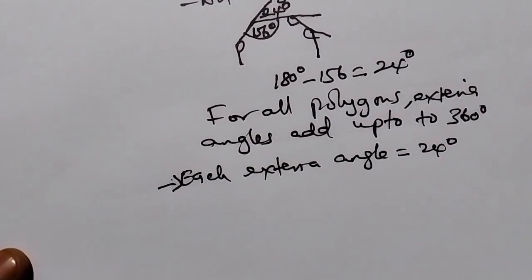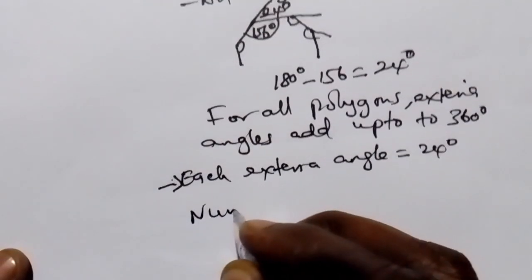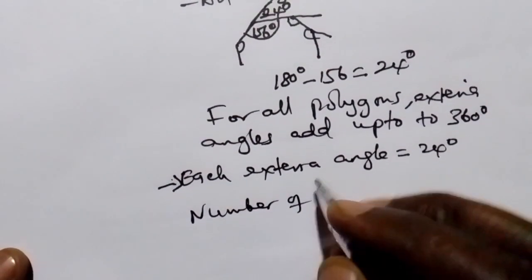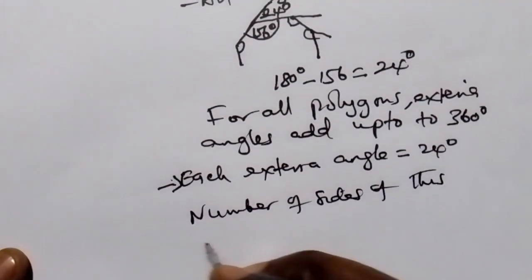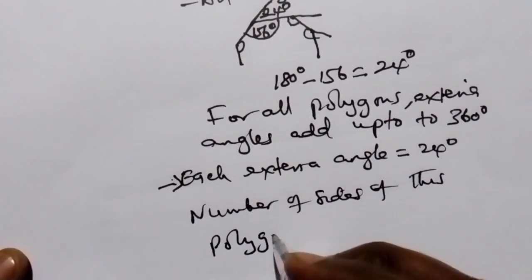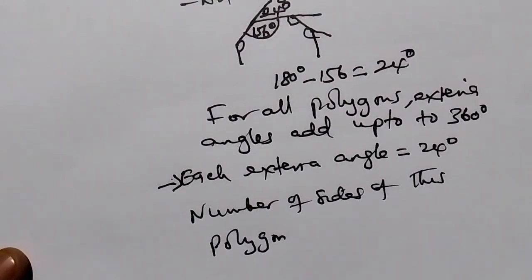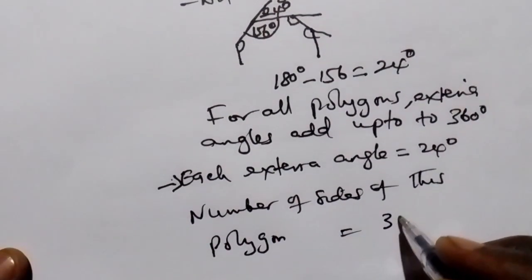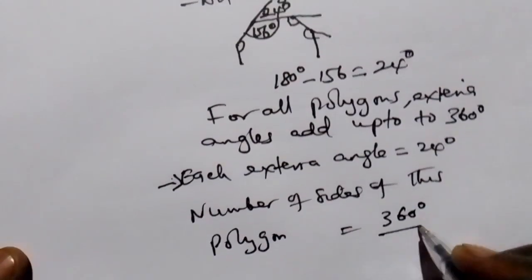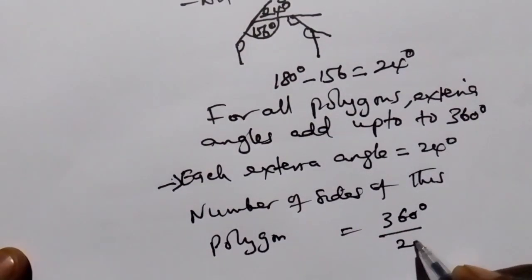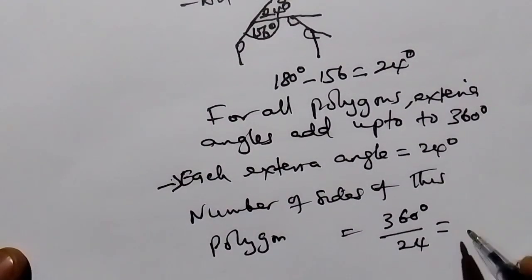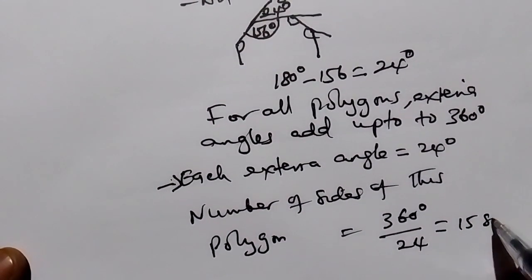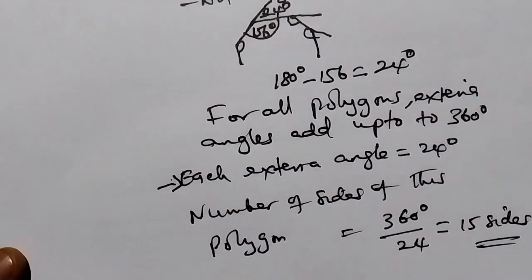So now how can we get the number of sides of this polygon? It is going to be 360 degrees divided by 24. When we divide that, we are going to end up with 15 sides.